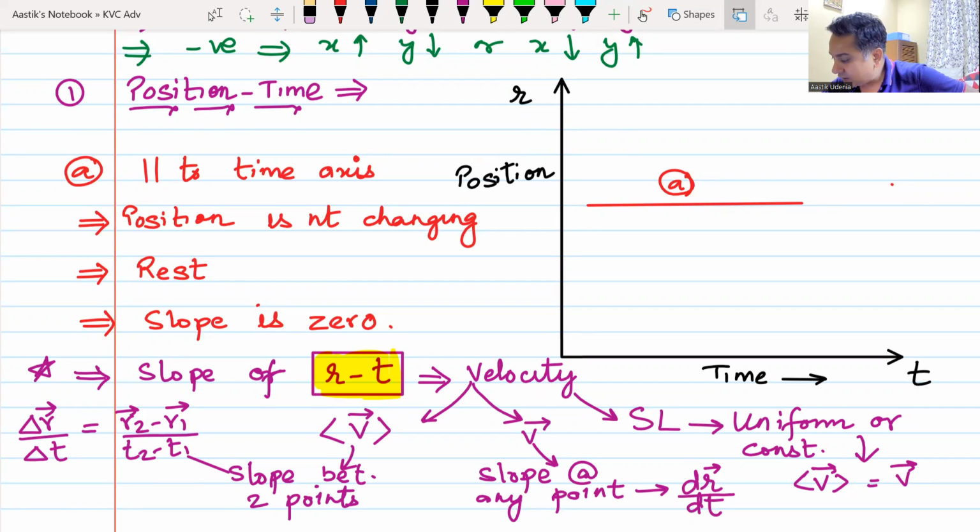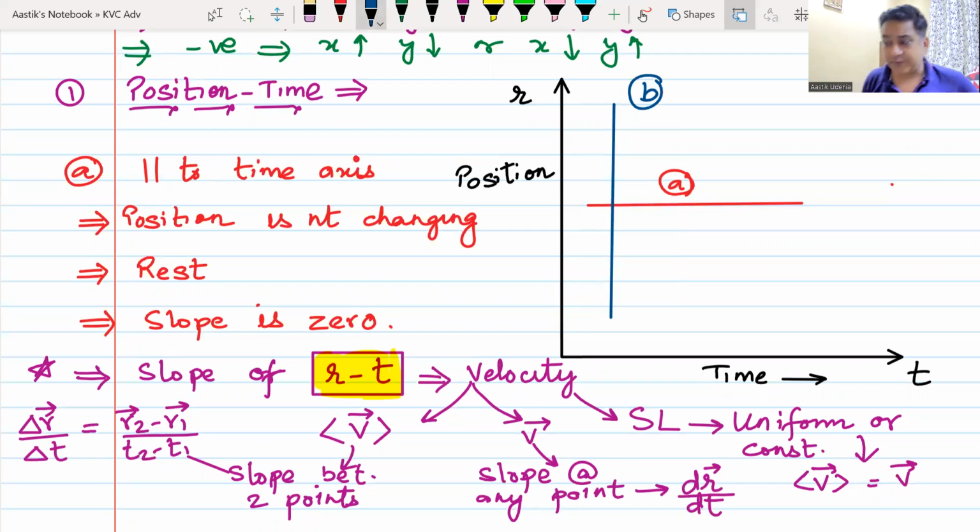Now, if I draw a graph which is like this, graph B. This graph B is parallel to the y-axis. So what is this graph showing us? Time is not changing, but the position of the particle is changing. This is a graph with infinite slope, which is not possible.